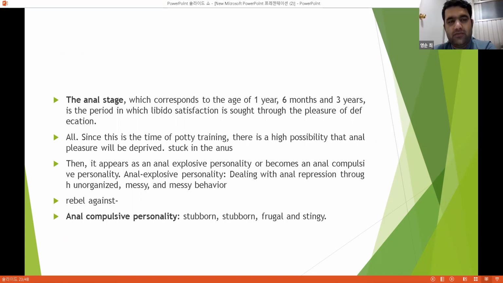The anal stage. Now we will be reading what the anal stage is. The anal stage, which corresponds to the age of 1 year 6 months to 3 years, is the period in which libido satisfaction is sought through the pleasure of defecation. And since this is the time of potty training, there is a high possibility that anal pleasure will be deprived, which leads to being stuck in the anus.